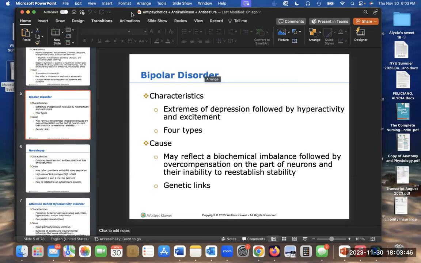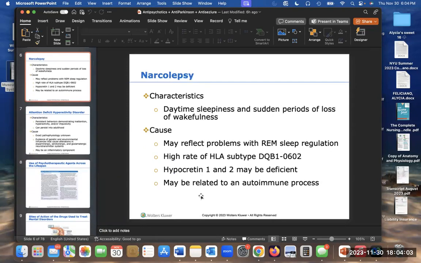A depressed person, right? Very low life energy, right? They feel hopeless and worthless and things like that. And they could switch in between periods of this frequently. It's also potentially a biochemical imbalance or has genetic links. Narcolepsy means that they sleep a lot, okay? They just kind of knock out and they sleep sometimes and they just have no ability to control that, okay? And it usually has problems with REM, and I've never heard of this, but hypocretin 1 and 2 may be deficient.